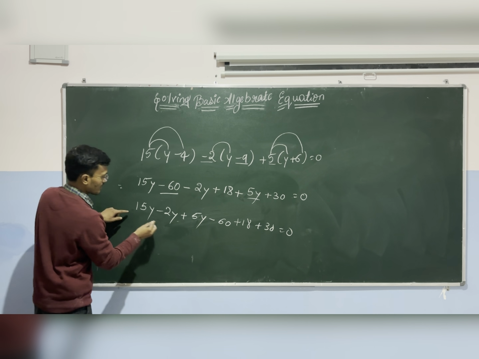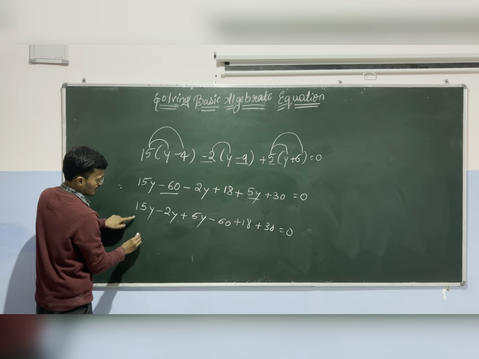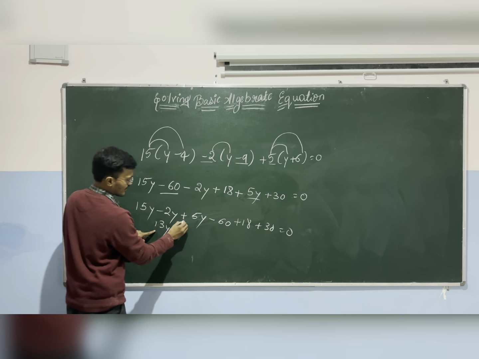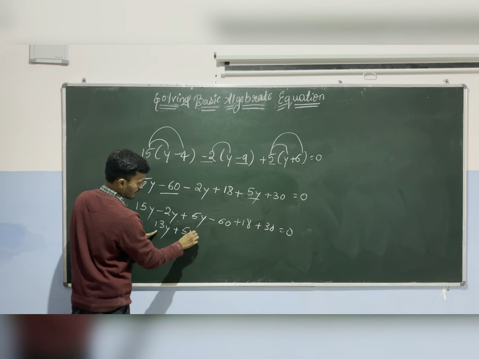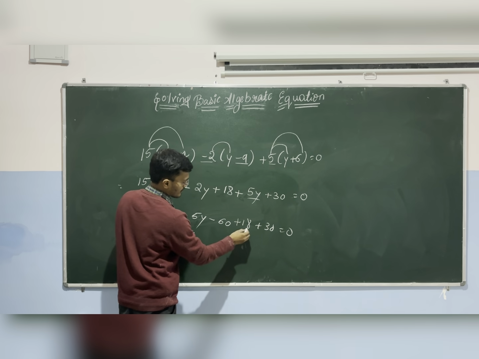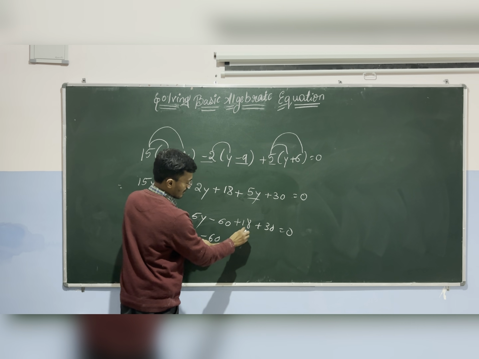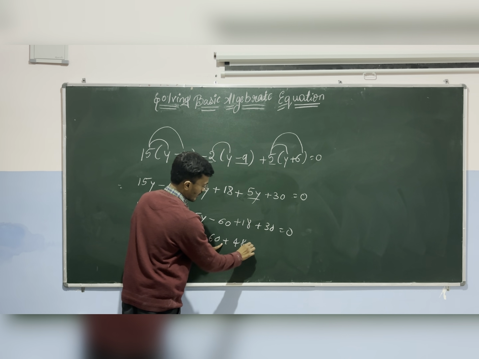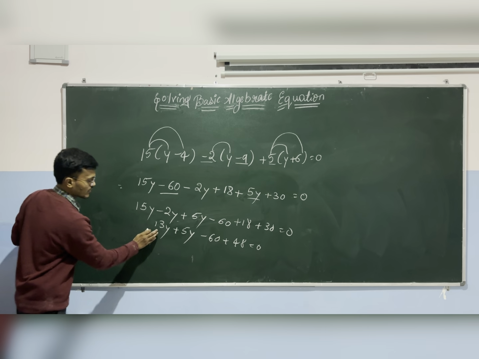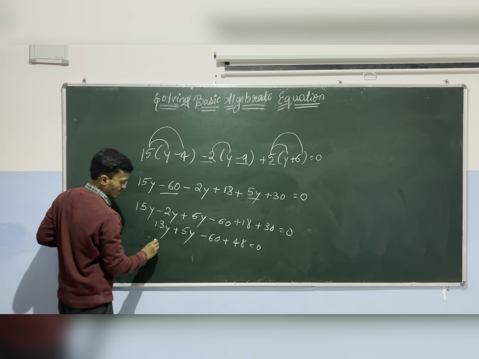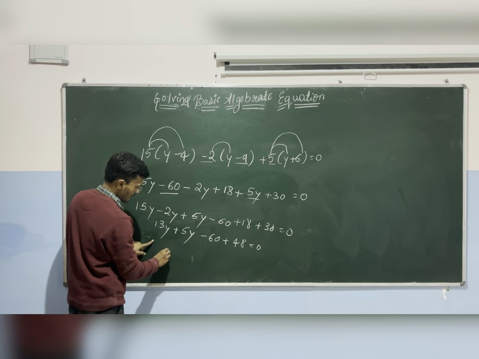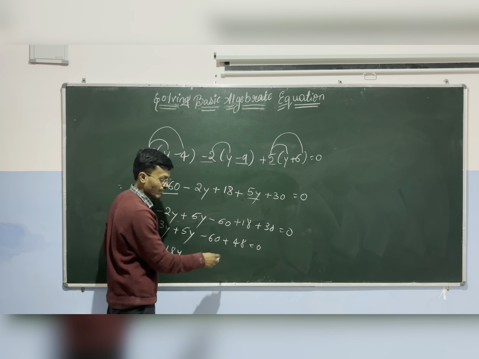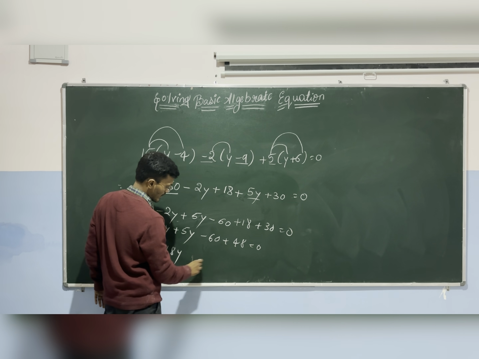So now next, 15 minus 2 is 13, so 13y, and 13y plus 5y, and here the minus 60. So plus 18 and 30 is 48, equal to 0. So 13y plus 5y, the answer is 18y, and minus 60 and plus 48.